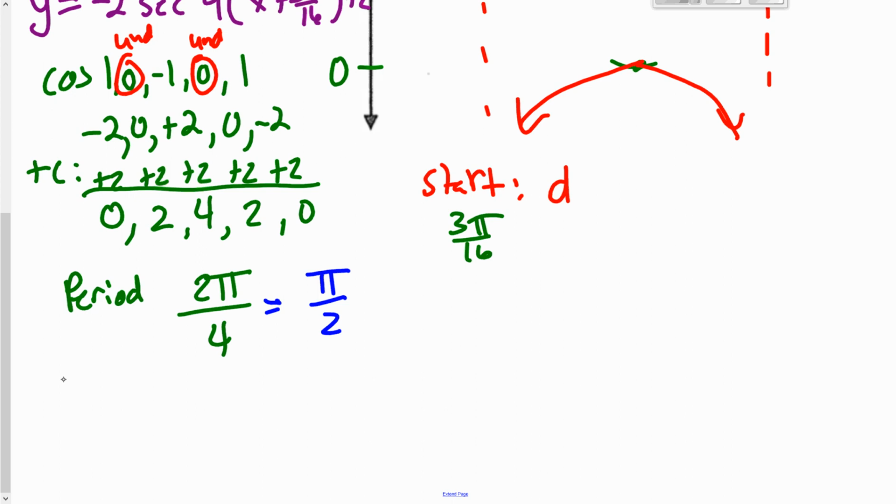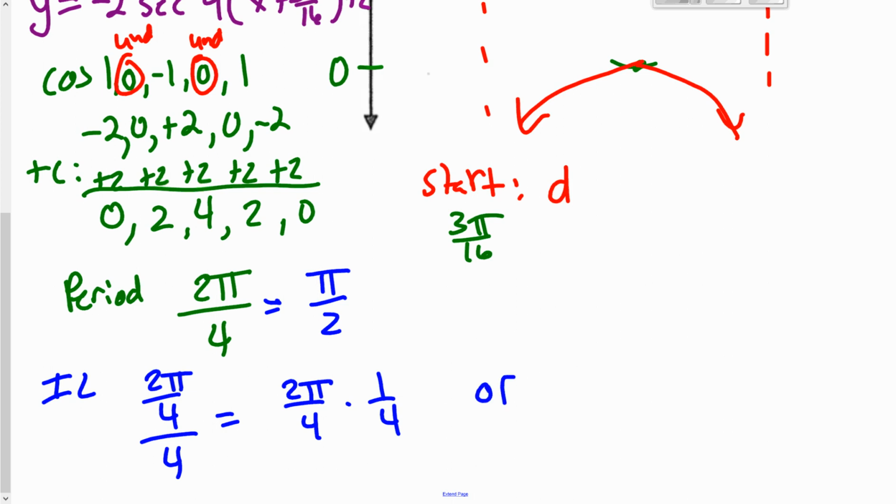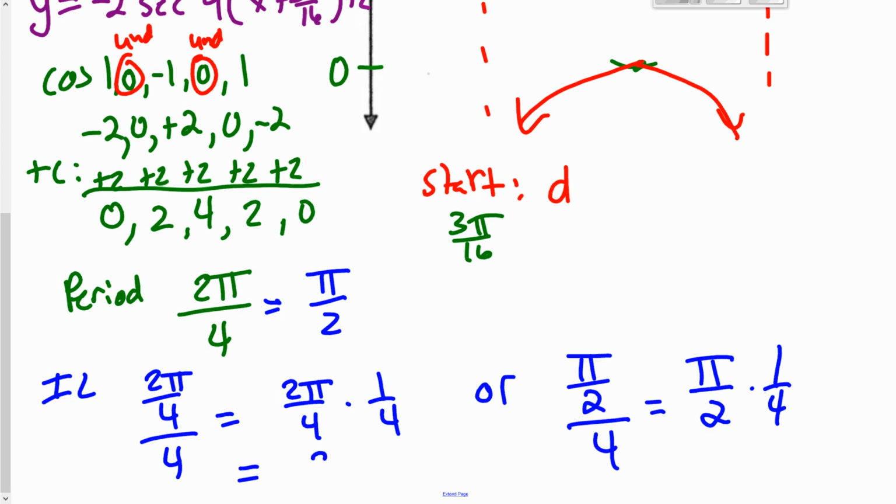Alright, so to find the interval length, I'm going to take this 2 pi over 4 and divide that by 4, which is the same as taking 2 pi over 4 and multiplying it by a quarter. Or I could take the 1/2, divide that by 4, which is the same as taking pi over 2 and multiplying by a quarter. Right. But I kept with this one because right now I get a 16, so now I have a common denominator and I don't have to do any extra work. This one I would, right? I have to multiply top and bottom by 2 to get that common denominator.